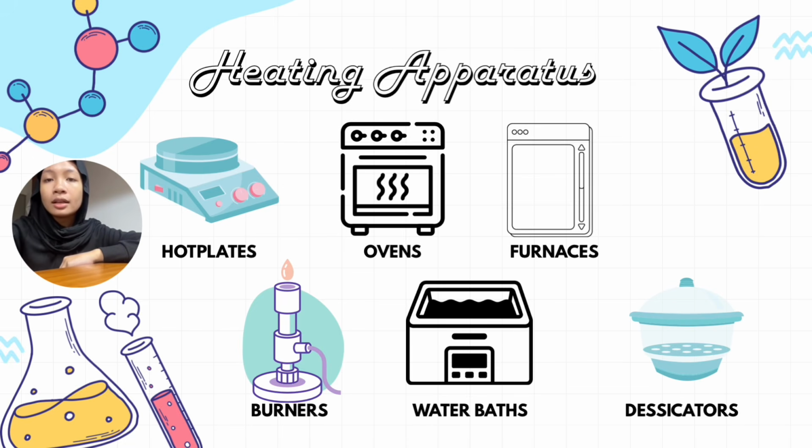Lastly, the heating apparatus is desiccator. Desiccator is an airtight container containing a desiccant. It is also used to cool hot samples and protect them from moisture before weighing.